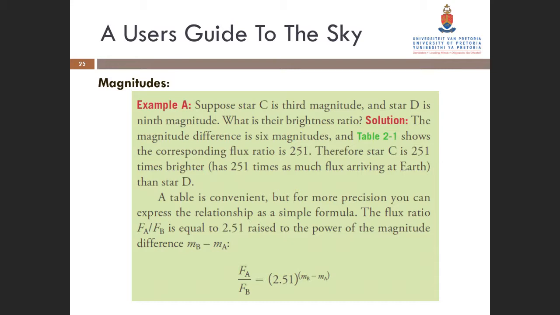So let's go through this example. Suppose star C is third magnitude and star D is ninth magnitude. What is their brightness ratio?